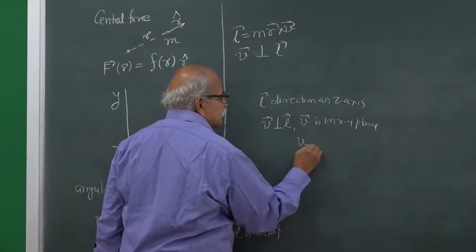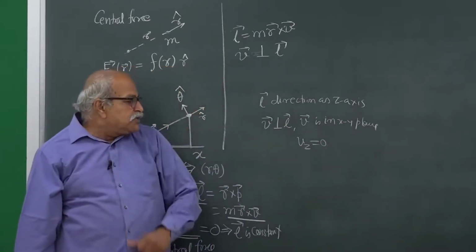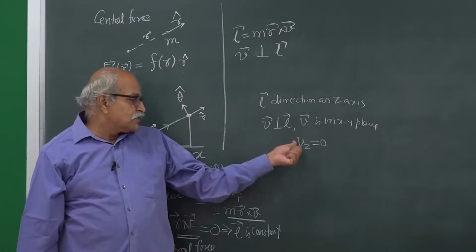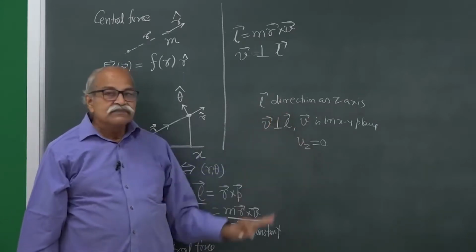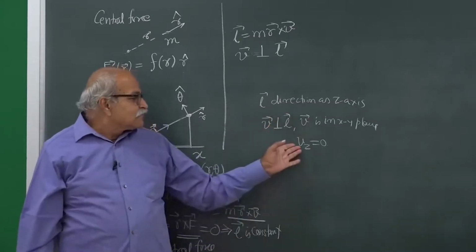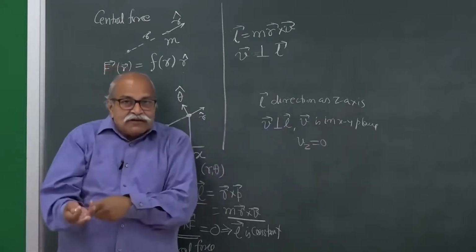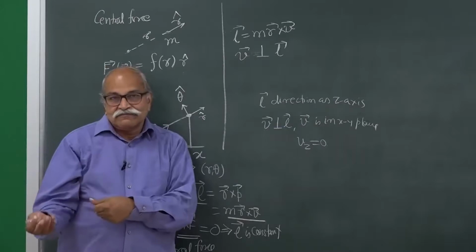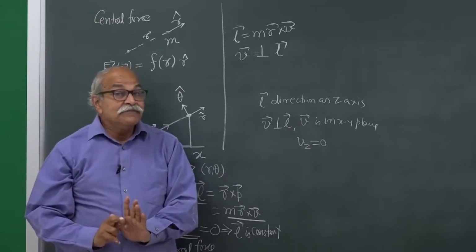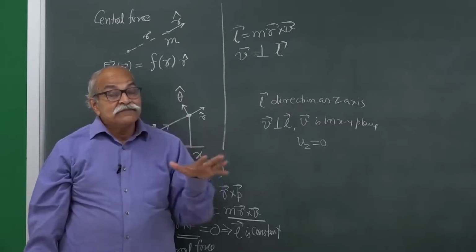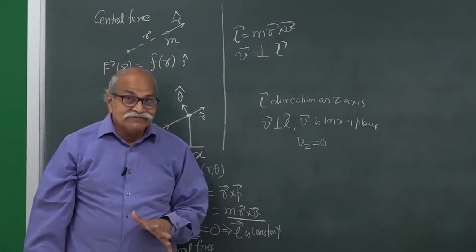That means Vz is 0, no component in z direction. So, if initially there is no component in z direction, then you cannot pick up any magnitude of that; it has to remain in the xy plane. So, how you start, in this direction or that direction, will decide finally the plane of motion, and the particle must move in a plane.